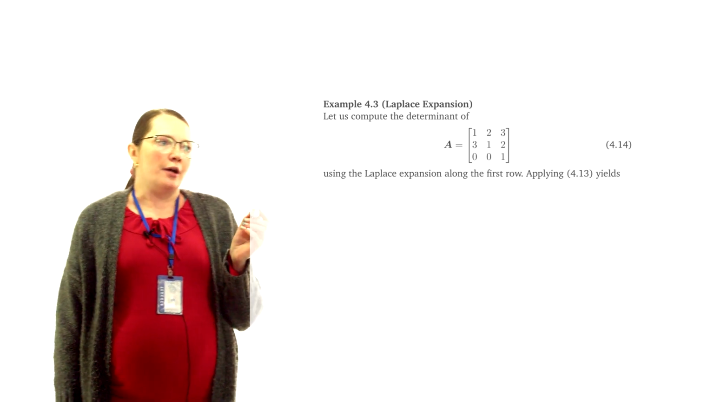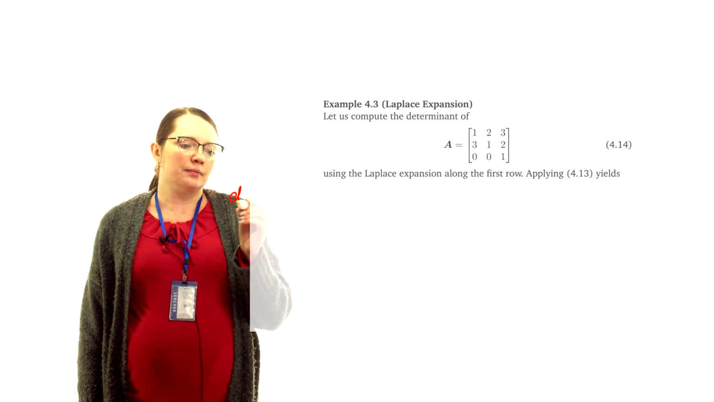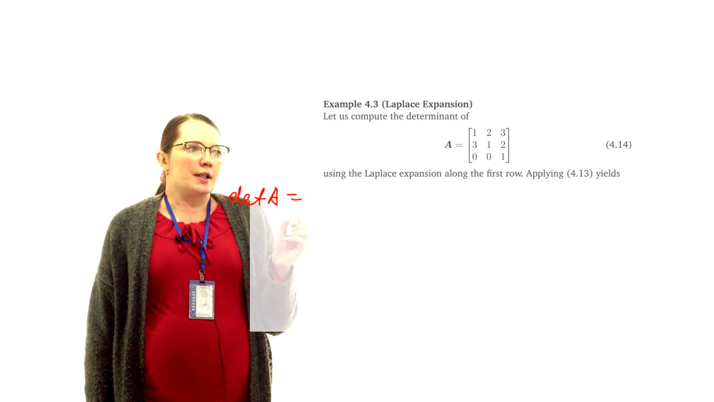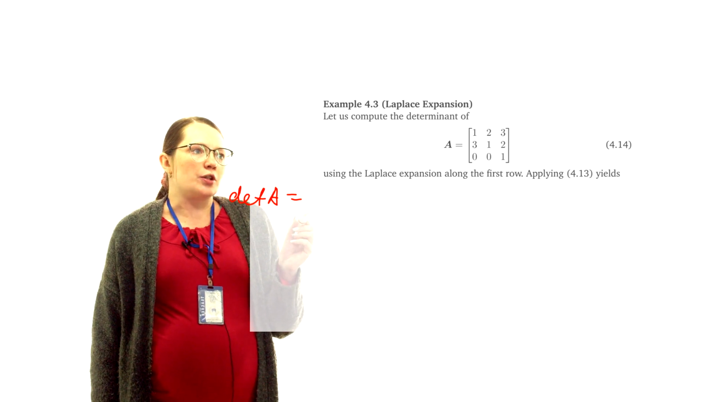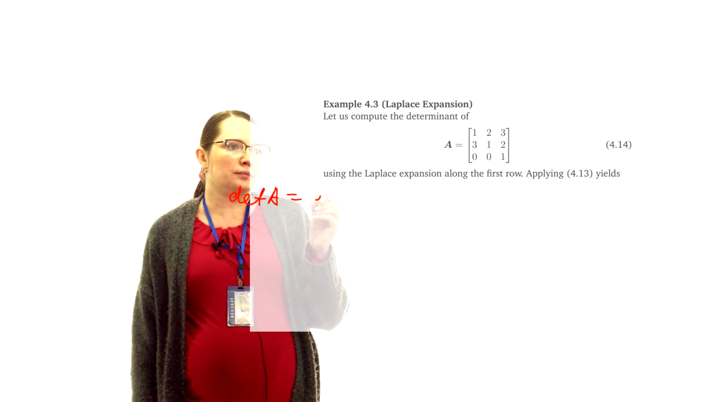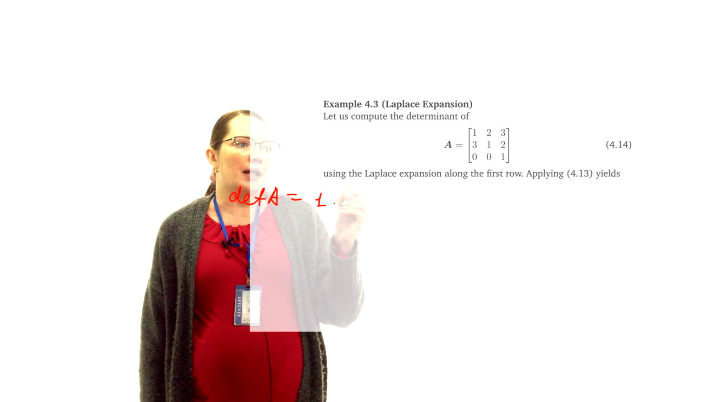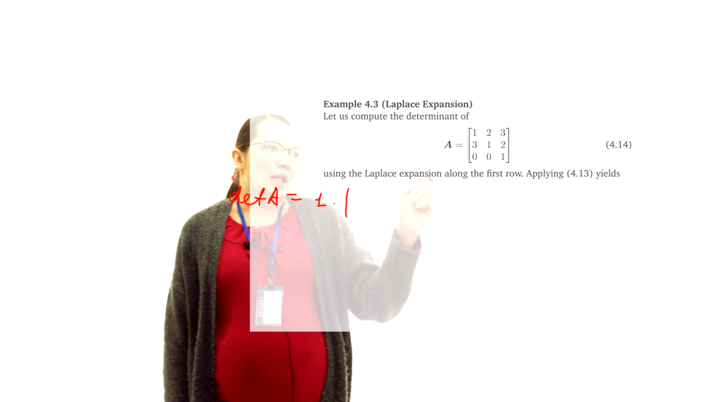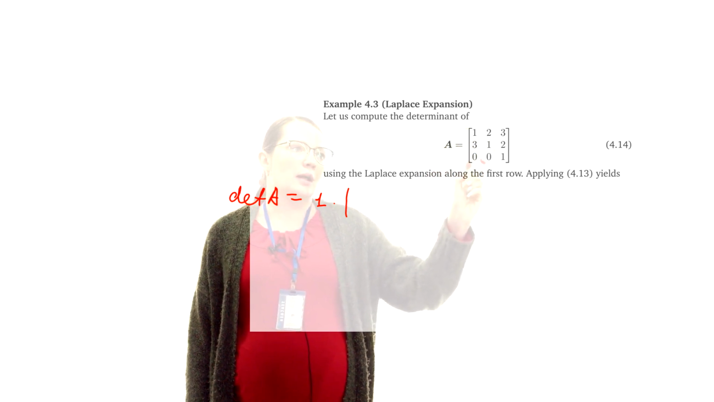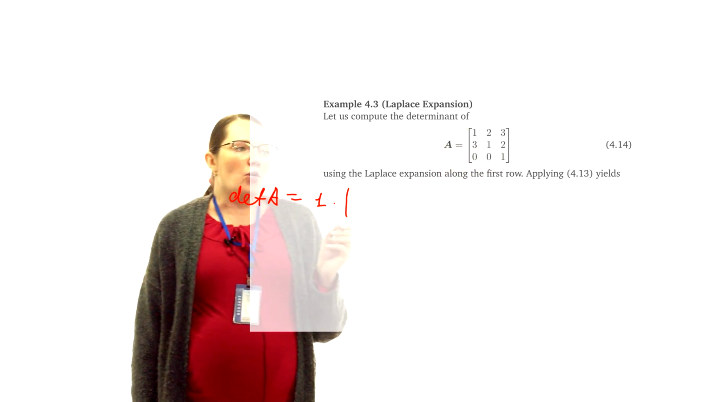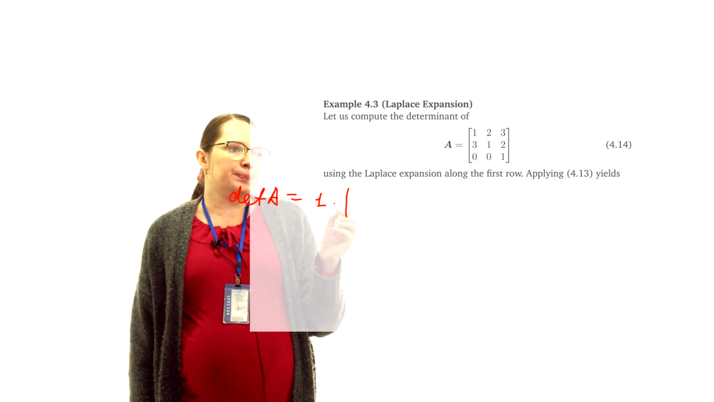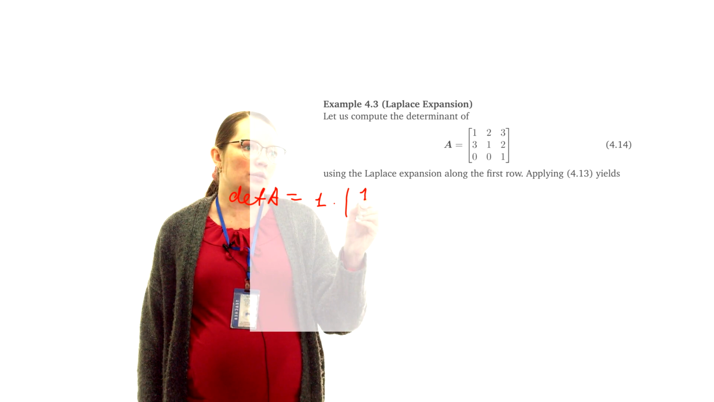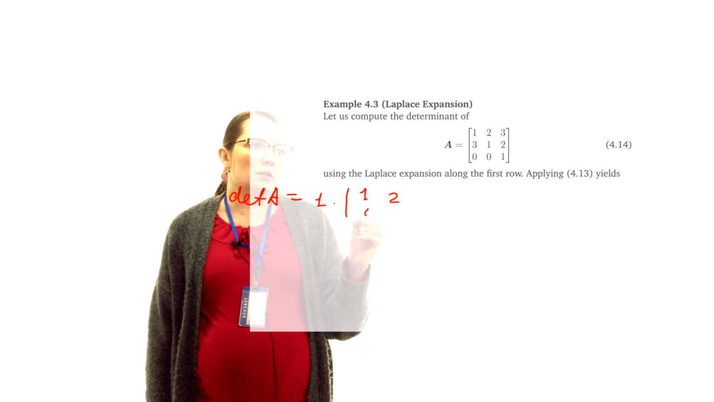So what do we have? The determinant of A will be equal to, firstly, we take the first element of the first row, which is 1. Then multiply by the determinant of the cofactor. The cofactor appears here if we cross out the first column and the first row of the matrix. So it's 1, 2, 0, 1.